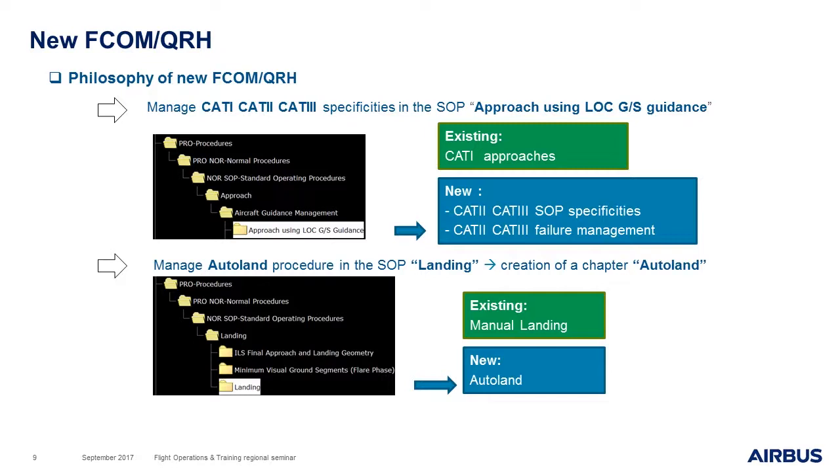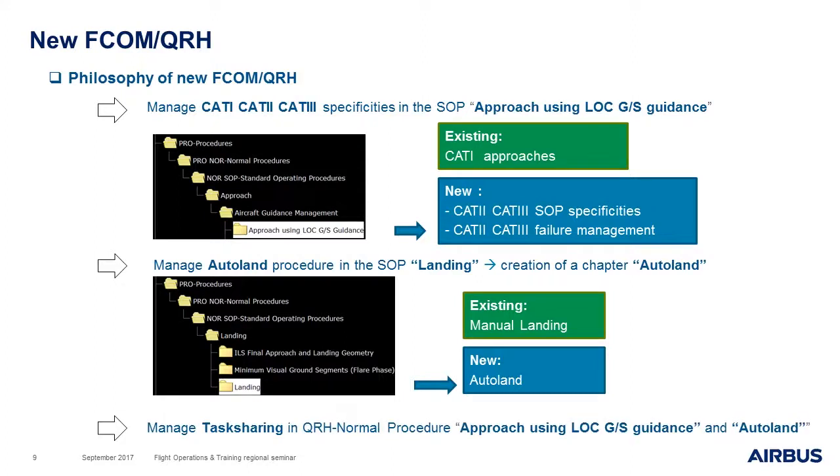We also manage the autoland procedure in the SOP landing. So we'll create a new chapter called autoland. So in the existing FCOM you had manual landing, and the new FCOM will cover the autoland. And finally, the task sharing for CAT2, CAT3 approaches and for autoland will be described in the QRH in the section Approach using log glide slope guidance and the autoland section that is created for this purpose.